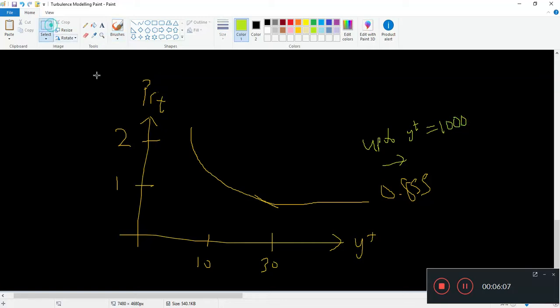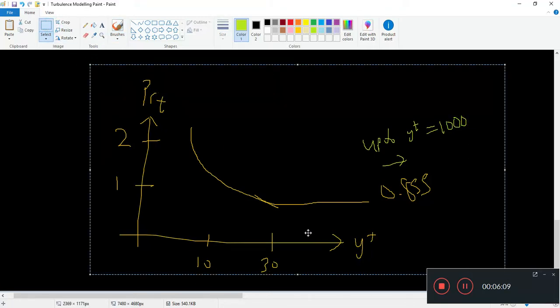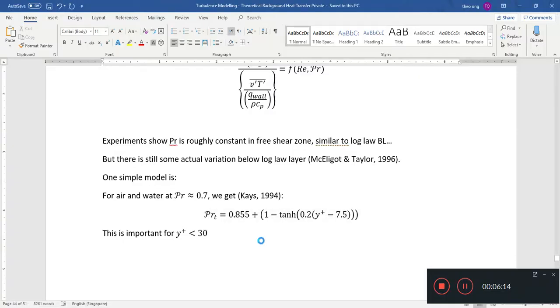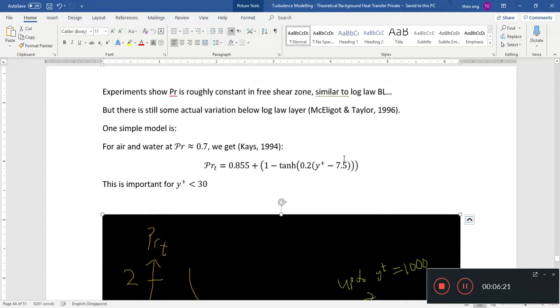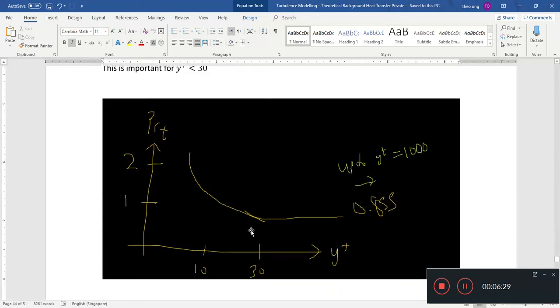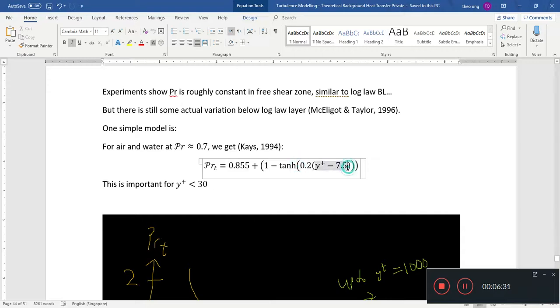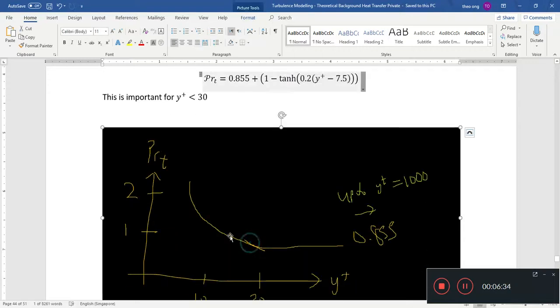Alright, at y plus equals 1000, you have a very steady Prandtl number. This shows that in the log law region, where y plus is more than 30 up to y plus equals 1000, the Prandtl number is more or less the same. This was from experimental data. The place where it starts to vary is in the buffer zone, where the profile starts to differ, and then you start having this rapid increase, so to speak.